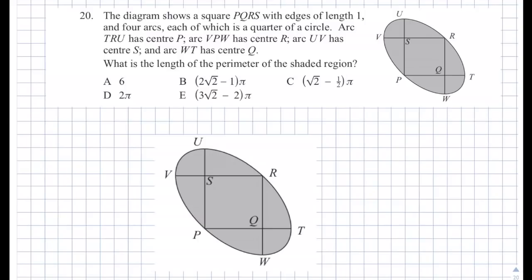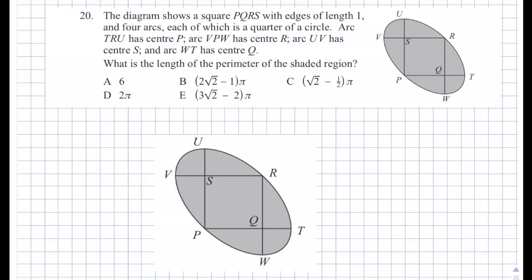Arc TRU has centre P, arc VPW has centre R, arc UV has centre S, and arc WT has centre Q. What is the length of the perimeter of the shaded region? Is it A, 6, B, 2 root 2 minus 1 all multiplied by pi, C, root 2 minus a half all multiplied by pi, D, 2 pi, or E, 3 root 2 minus 2 all multiplied by pi?